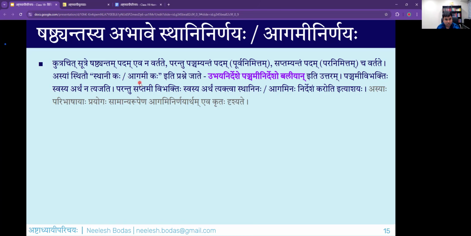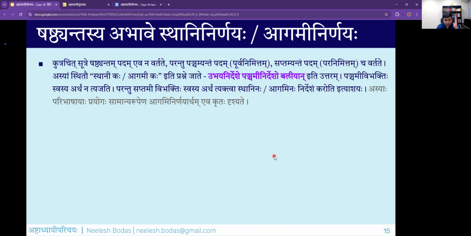So there is a paribhasha. Paribhasha again is used to, the reason why paribhashas are written is to address these kind of ambiguities, these kind of confusions. So in a particular case, and actually you can see many such examples in Ashtadhyayi, where you can easily spot a paranimitta and a purvanimitta, and you can also see an adesha or an agama, but you don't know who is the sthani. So in such a case, sthani kaha, agami kaha iti prashne jate, there is a paribhasha that is used, ubhaya nirdeshe panchami nirdesho baliyan.